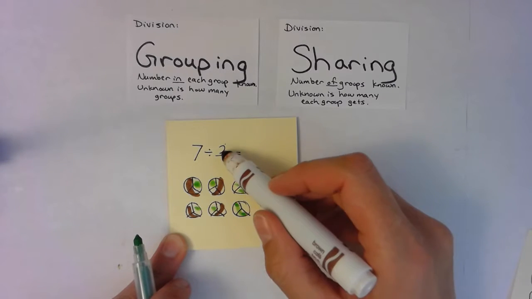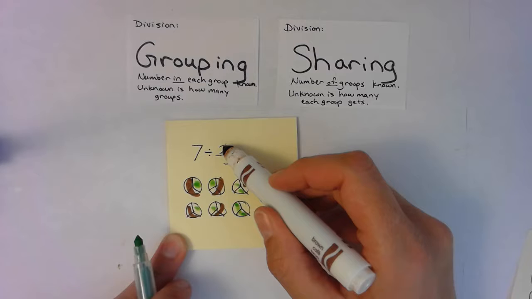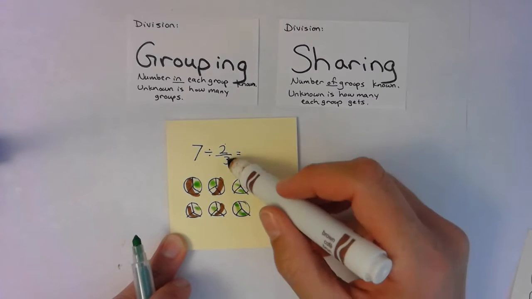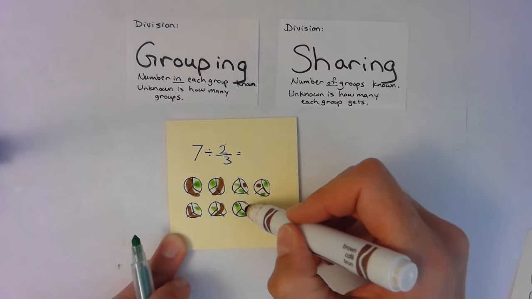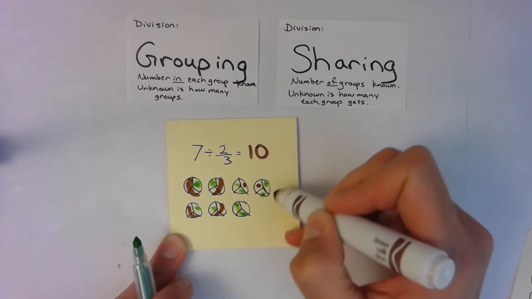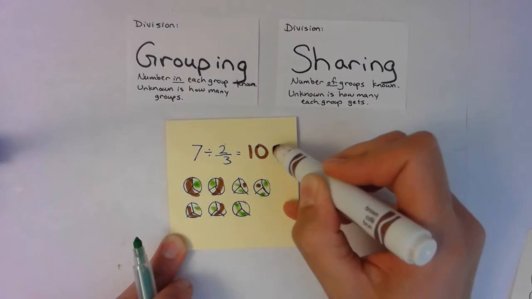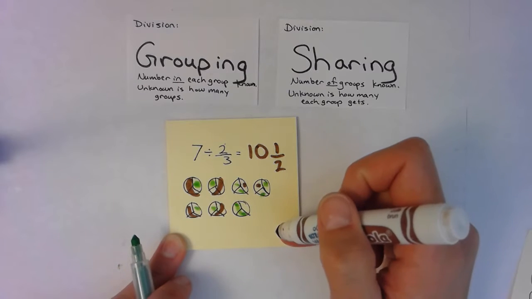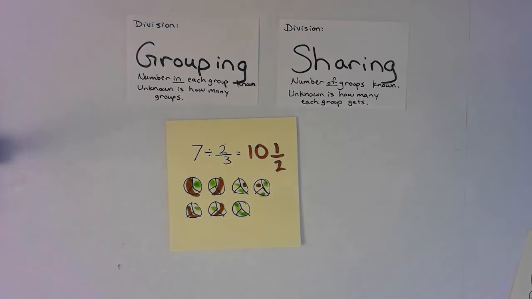1 is half of 2. Sorry, there's only 1/3 here, and I want 2/3. So that means I only have half of what I need. So my answer is going to be 10. There's 10 2/3, and there's half a 2/3 left because there's only 1/3 left, which is half of a 2/3.